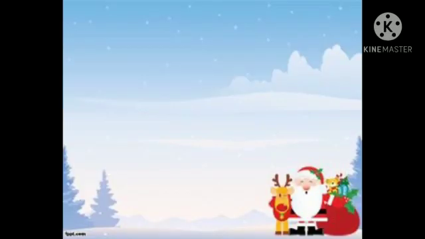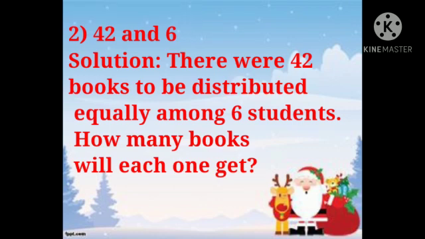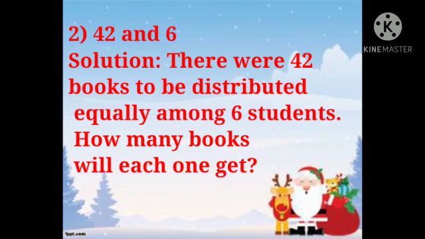Now let's see the next one. The numbers given are 42 and 6. First we have to frame a question. So the question is: there were 42 books to be distributed equally among 6 students. How many books will each one get? So now let's see the solution.